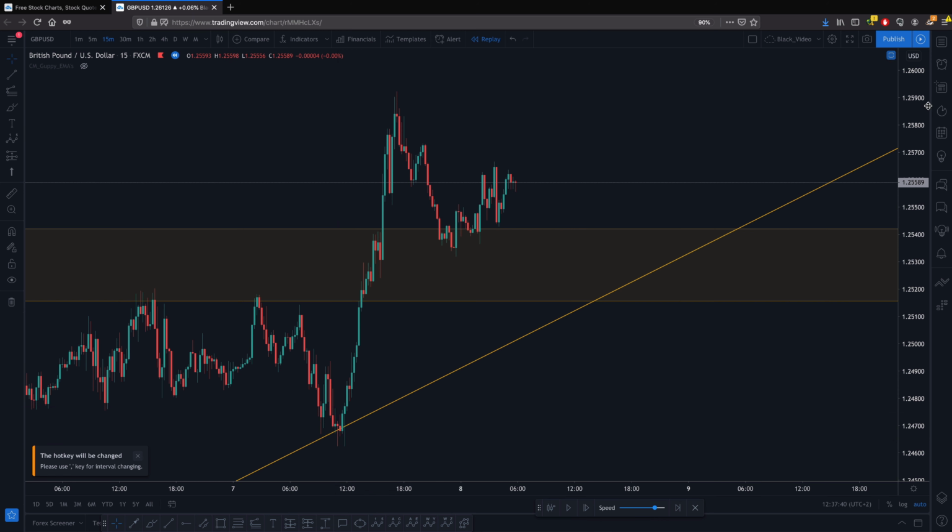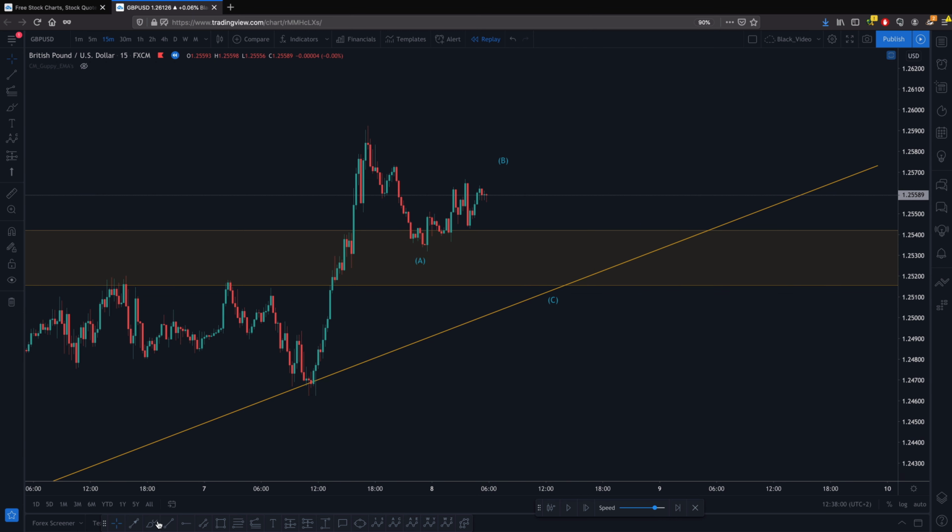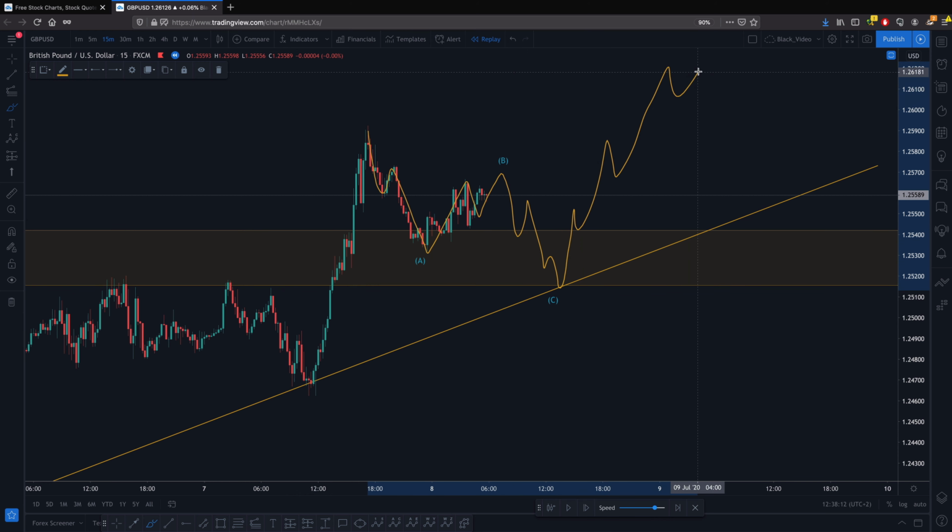We got the impulsive breakthrough, and then we got the first rejection here, which had 3 waves, A, B, C. I'm going to label this. This would be wave A. Then we would expect a wave B to finish around here and a wave C to the downside. This is the move we would expect for the correction, A, B, C, with wave B and then a break to the downside before shooting back up. This is the price movement we would expect.